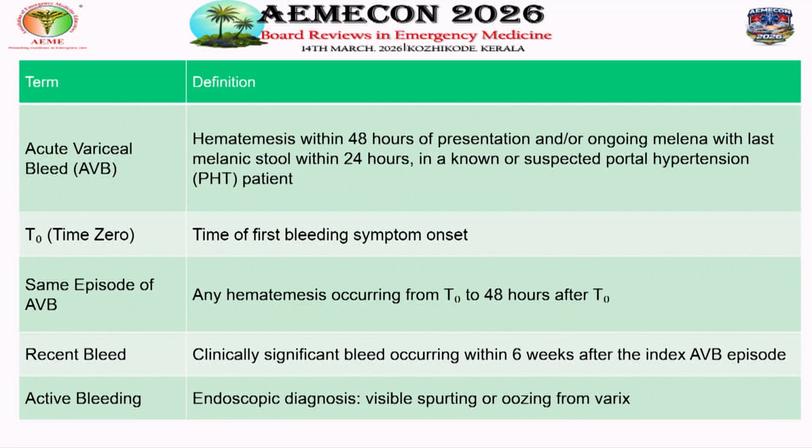What is active bleed? Active bleed is an endoscopic term. When you do endoscopy and you are seeing some oozing or spurting, that is called active bleed. We have learned two endoscopic terms, that is obscure bleed and active bleed, right?